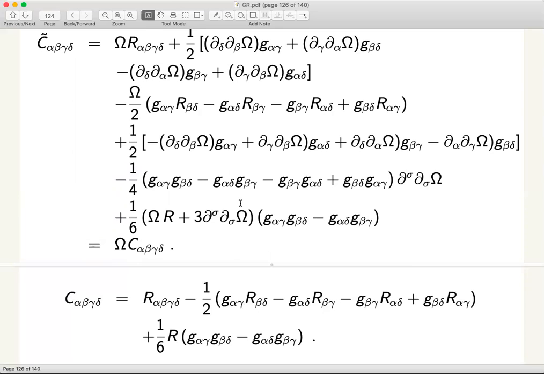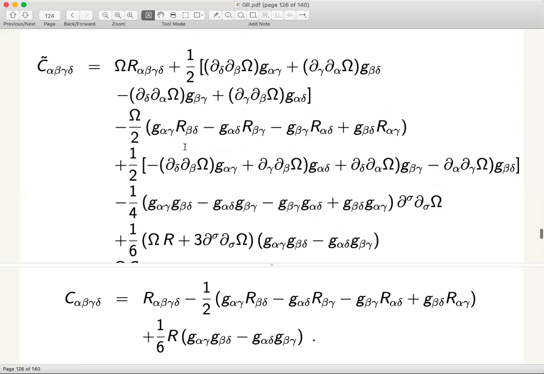Okay, and a piece involving the Ricci tensor, Ricci scalar. If you write down all these terms and put them together, you would find that this entire expression is just omega times C alpha beta gamma delta. In other words, all the terms that you would get here.